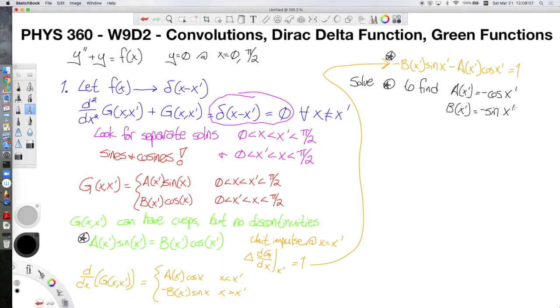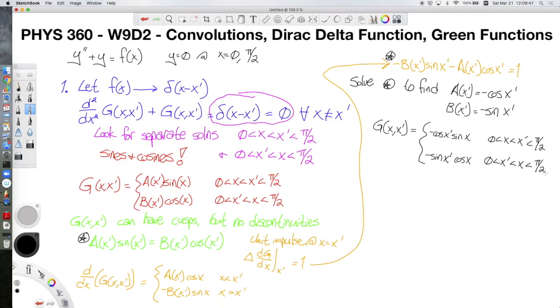So now we finally know our Green's function. We know what the solution to this differential equation would be if we applied a unit impulse at x equals x prime, and it is the following: negative cosine of x prime sine of x when x is greater than 0 but less than x prime, and negative sine of x prime cosine of x when x is greater than x prime but less than pi over 2.